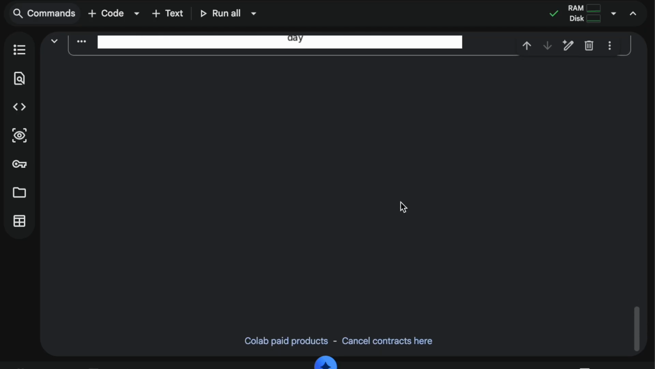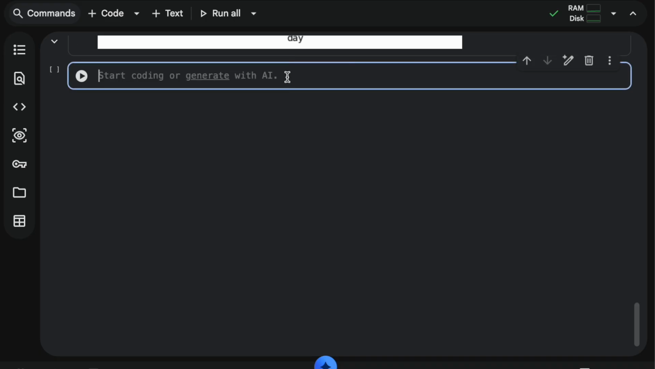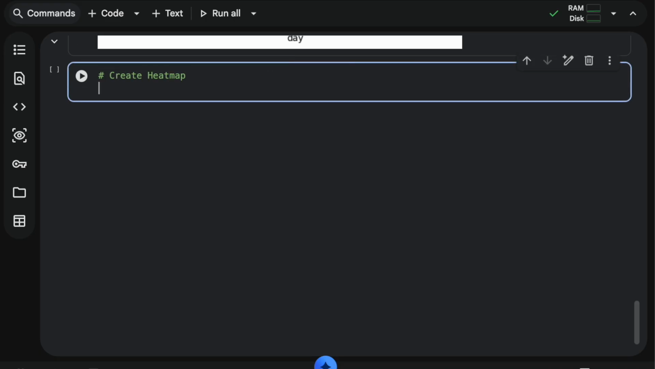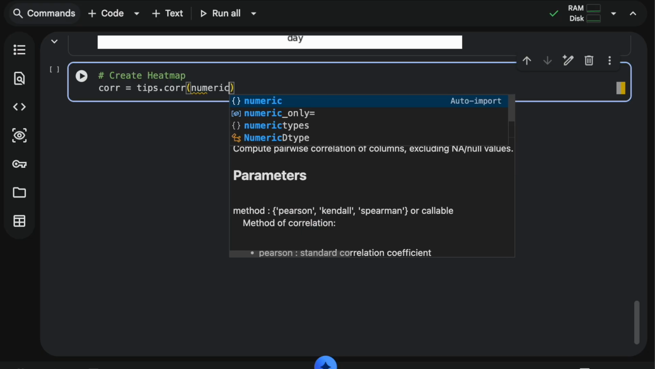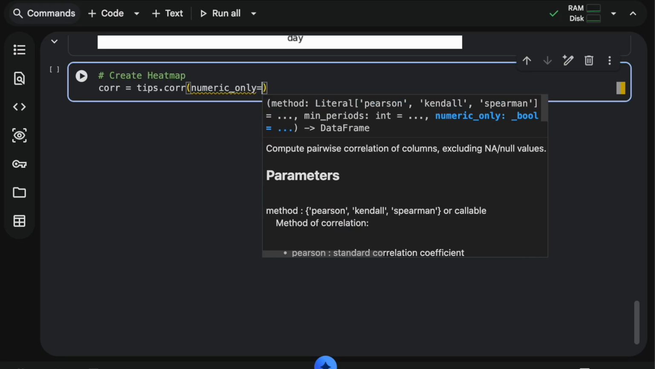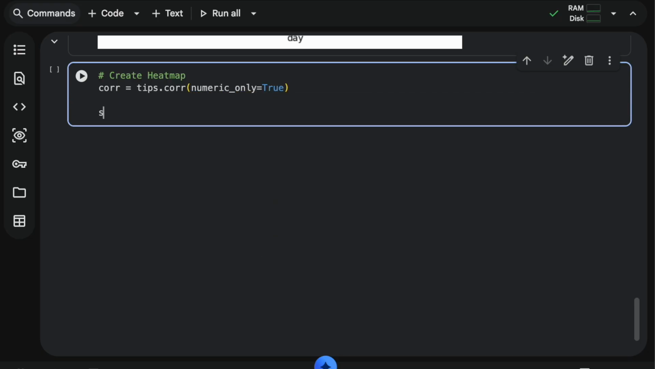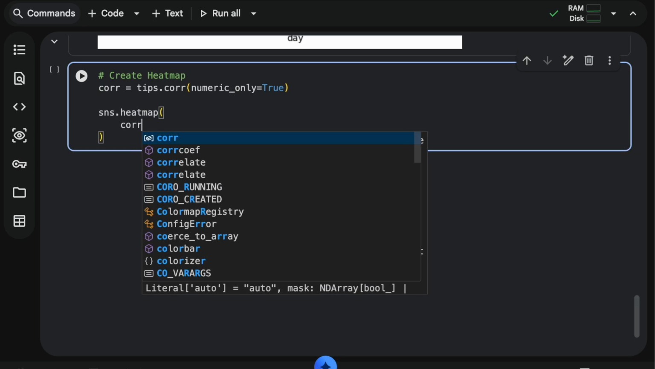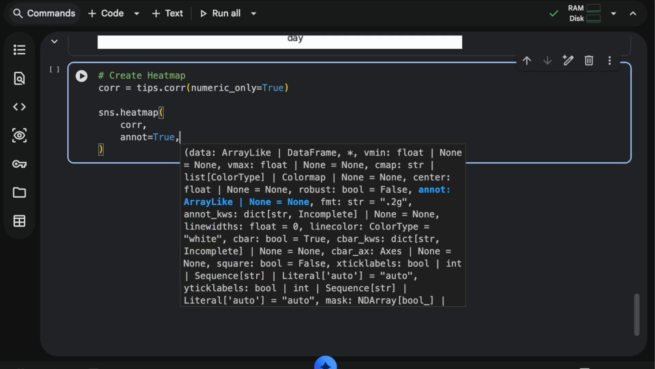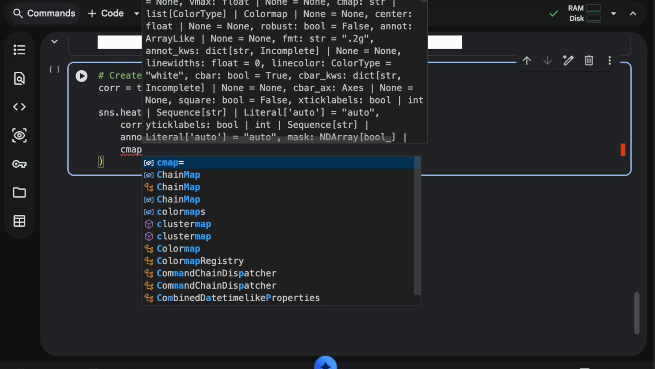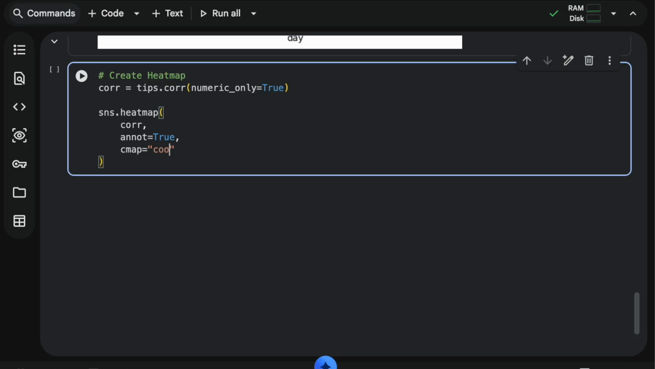Let's create a heat map to visualize correlations between the numerical variables in the tips dataset. A heat map is a great way to see how strongly variables are related to each other. First, we calculate the correlation matrix of the dataset using the corr method with numeric_only equals True, which ensures only numeric columns like total bill, tip, and size are included. Then, we pass this correlation matrix to Seaborn's heatmap function. We'll also use the cmap equals coolwarm color map to make it easy to see positive and negative correlations.